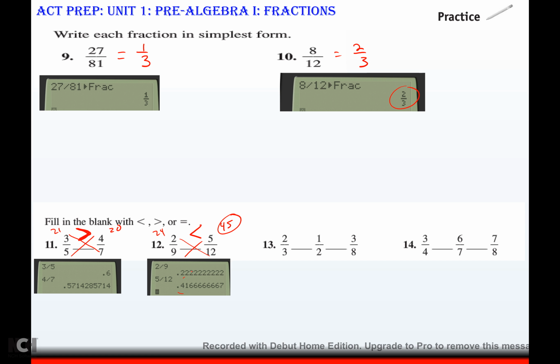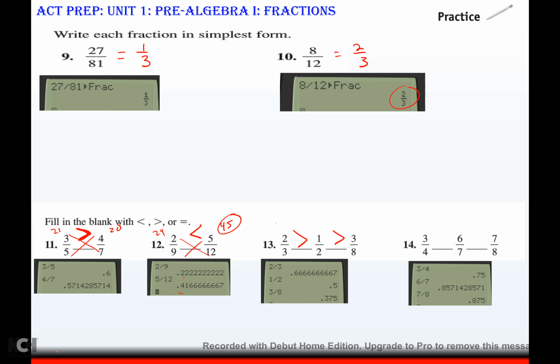Okay, on these ones, I go decimal. 2/3 is 0.6 repeating, 1/2 is 0.5, and 3/8 is 0.375. So we're going from biggest to smallest. Okay, so my alligators need to eat the bigger numbers. 14, go decimal. 3/4 is 0.75, 6/7 is 0.857, 7/8 is 0.875. So we're going smallest to biggest. So my arrows would point this way.